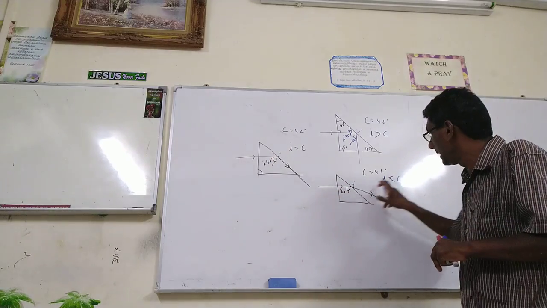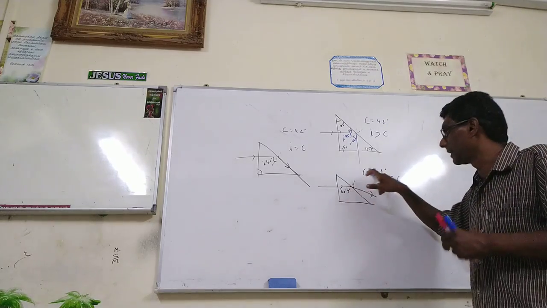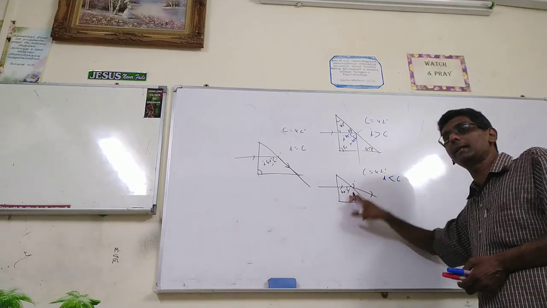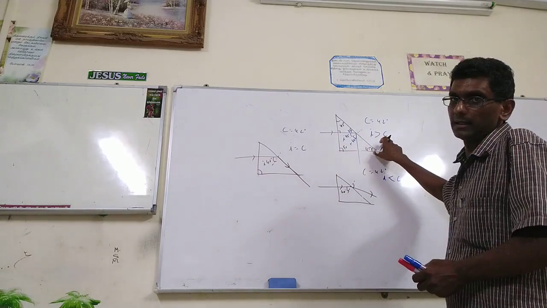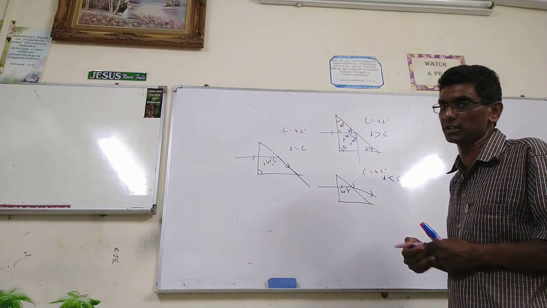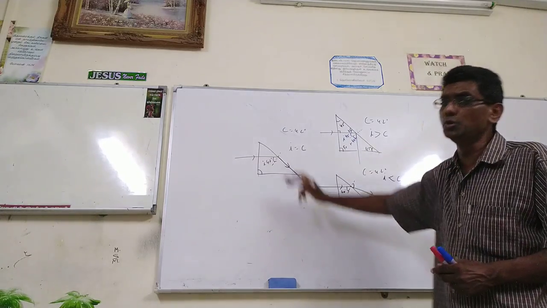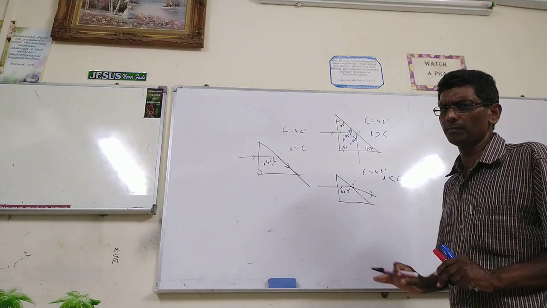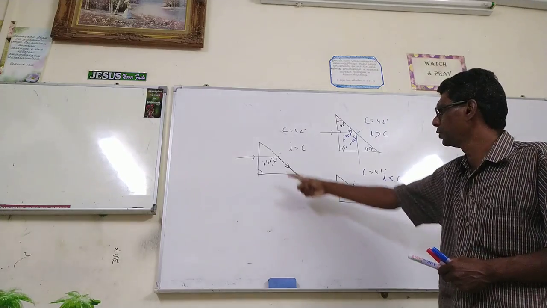When the incident angle is less than the critical angle, incident angle 40, critical angle 42, the light ray is refracted out from the medium. When the incident angle is more than the critical angle, the light experiences total internal reflection. There are three situations you must learn, because you always get this question in exams, about critical angle and total internal reflection. You must know this.